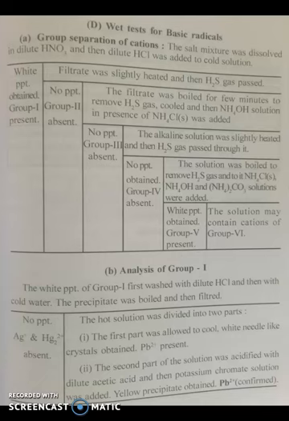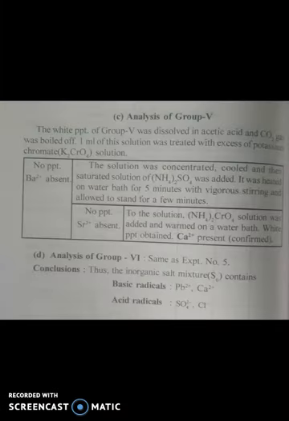The second part of the solution was acidified with dilute acetic acid and then potassium chromate solution was added. Yellow precipitate obtained. This confirms Pb2+ presence. Then, my friends, go directly to analysis of group 5. The white precipitate of group 5 was dissolved in acetic acid and carbon dioxide gas was boiled off. 1 ml of this solution was treated with excess potassium chromate, K2CrO4 solution. No precipitate, barium 2+ absent.